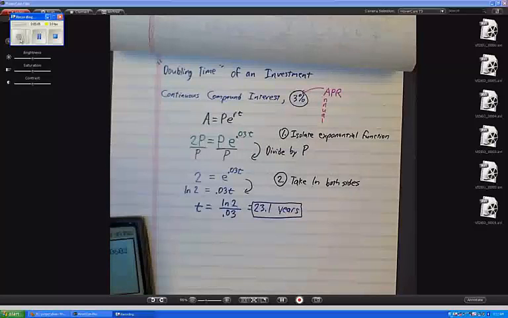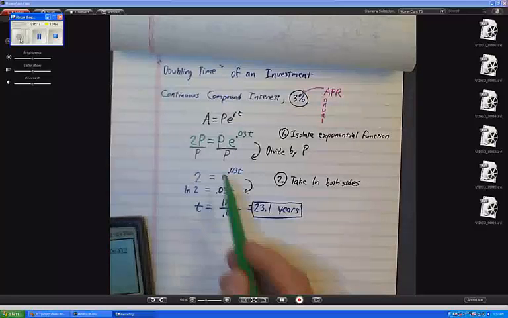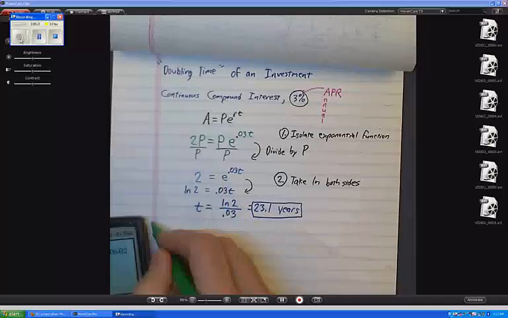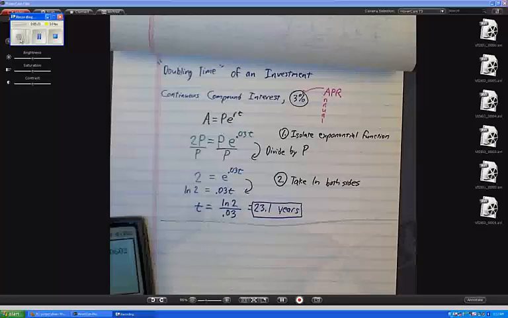But there's something key that we learn from this problem, and that's this. Does it matter how much money you start with when you're trying to figure out how long till it doubles? Doesn't matter, right? Because you're going to divide out by it anyways. And that's a key idea. Okay? Now, this ties into other applications.